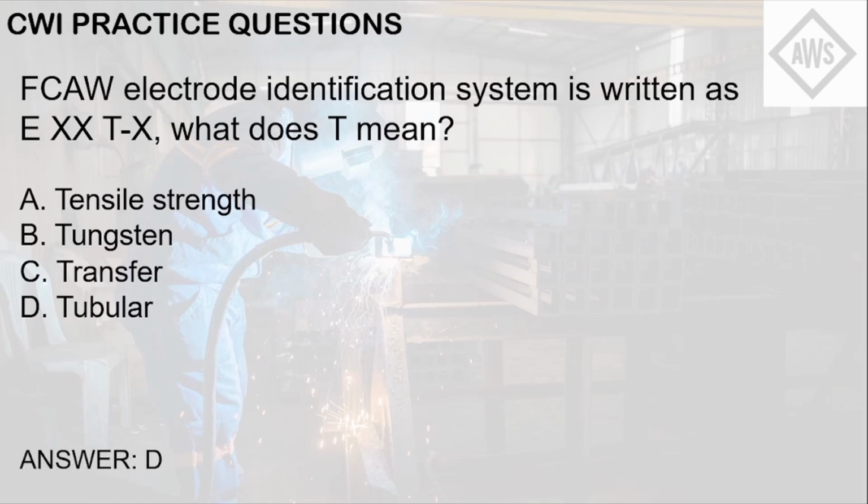Tensile strength refers to the first two digits, or first 2 to 3 digits, of this FCAW electrode identification system. Tungsten does not refer to FCAW, it refers to GTAW. Transfer, or the mode of transfer, does not refer to FCAW but to GMAW. So you need to distinguish that. For FCAW, when you see that T in the electrode identification system, that means tubular.